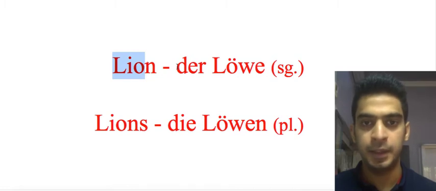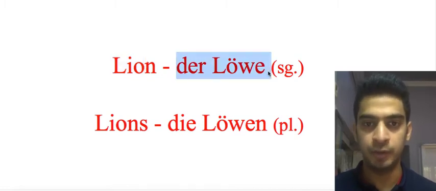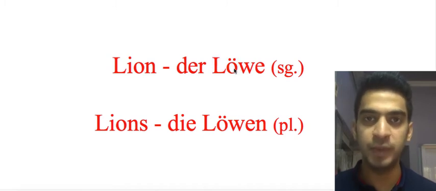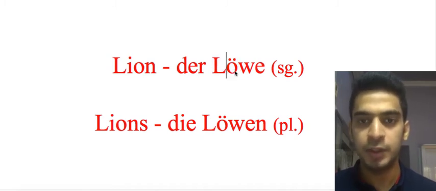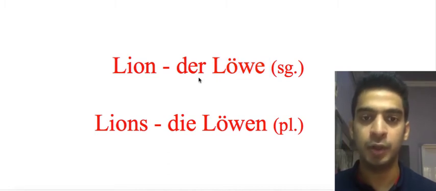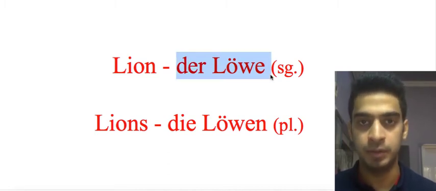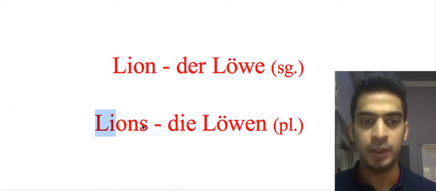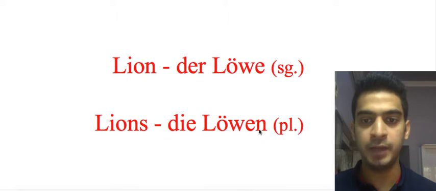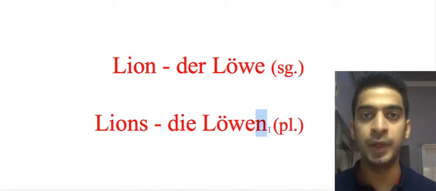Lion, der Löwe, singular form. In this particular word, we have o with umlaut, meaning o with two dots. This particular letter has a pronunciation similar to "oe". So we call it der Löwe. Then plural, lions, die Löwen, plural form. Again we have an extra n at the last position, die Löwen.